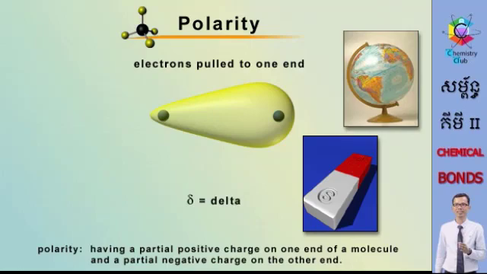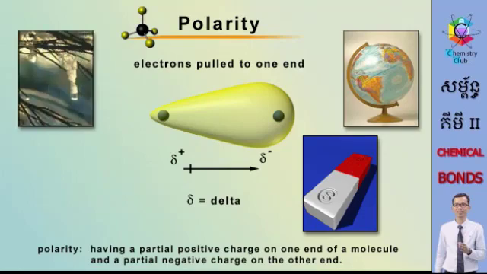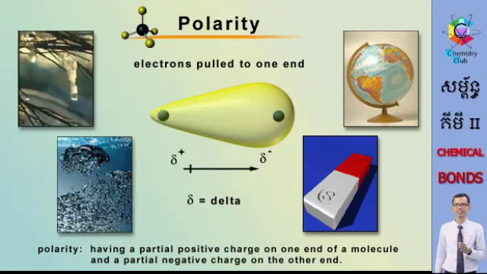This partial charge at each end is denoted by a lowercase Greek delta symbol with the appropriate positive or negative sign. An arrow indicates the direction of the charge. The head of the arrow points to the negative end of the molecule, and the other end of the arrow is crossed, forming a plus sign at the positive end. The polarity of a substance helps to determine its physical properties, such as boiling point and melting point.